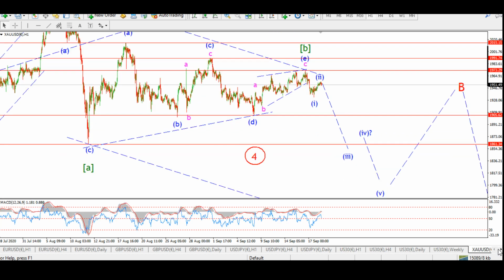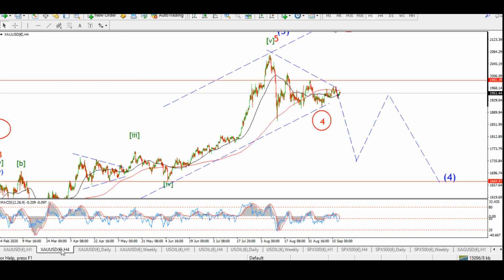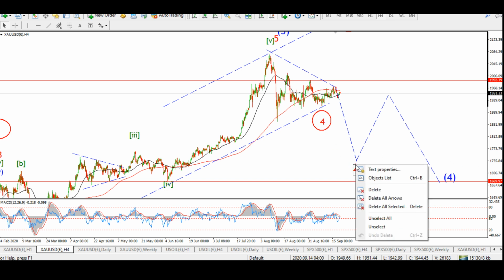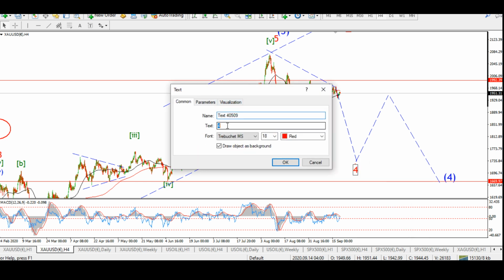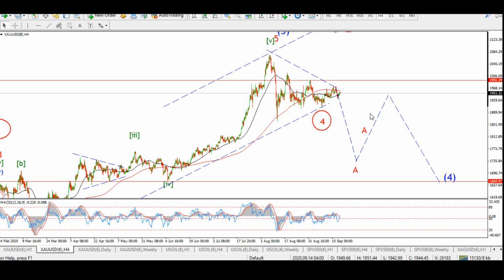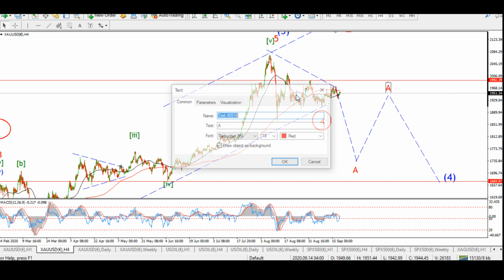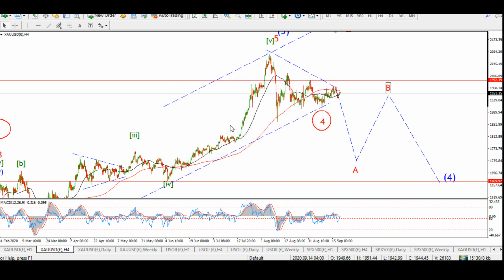Okay, so gold, let's move on. So far, we're looking pretty reasonable in gold for this triangle scenario in wave B. Let's show you here on the 4-hour chart. I can't rule out this alternate count just yet, but it's looking less likely by the minute now. I'm looking at an initial move down in wave A, a triangle in wave B, and then another expected decline in wave C. Now this can be either as wave A of 4, where you would have wave A, B, and C.